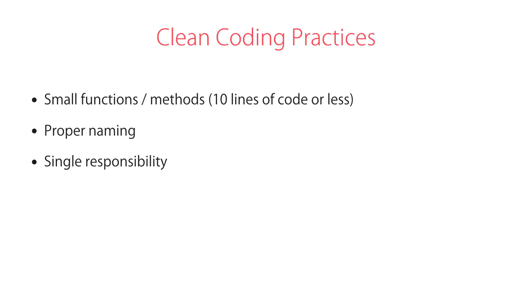So here are some examples. Your functions or methods should be small, preferably less than 10 lines of code. They should have proper names and they should have a single responsibility. The same principles apply to your test code. So each test should be less than 10 lines of code. It should have a proper name that perfectly describes what it's doing, and it should have a single responsibility. It should test only one thing.